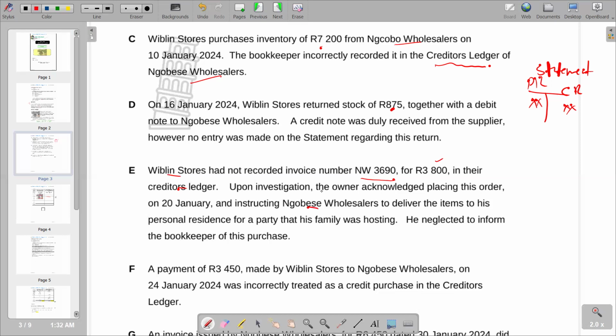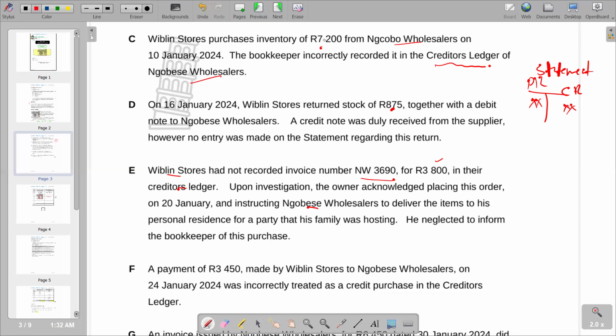Is a business goods, but they were not business goods. They were personal goods of me, so they were not supposed to be entered under the account of Gomez wholesaler. So basically, the value that we have is 3,800. See, this invoice that was recorded was invoice NW3690, and it was for 3,800. So see that this is what we get there.